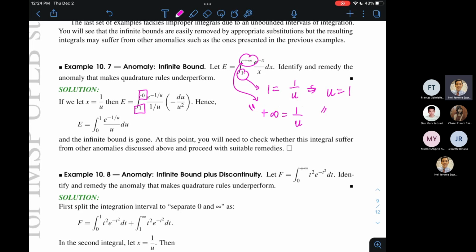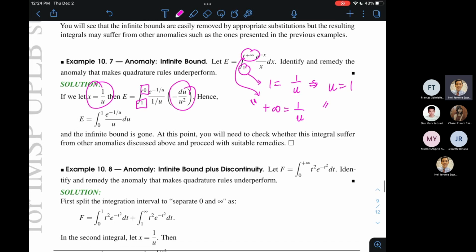And then if you let x be equal to 1 over u, then dx will be negative 1 over u squared. So that's how we got that. x was replaced by 1 over u, and then we'll get this integral. Okay. Although this integral has finite bounds, pero nagkaroon naman tayo ng discontinuity sa x equals 0.